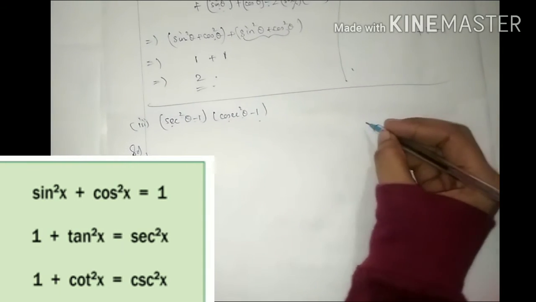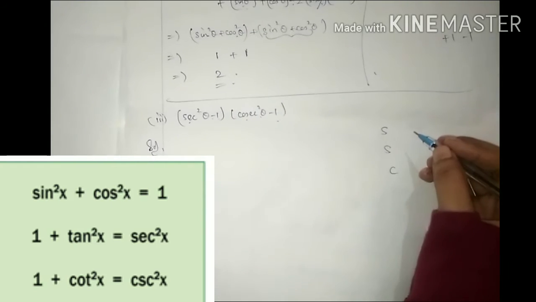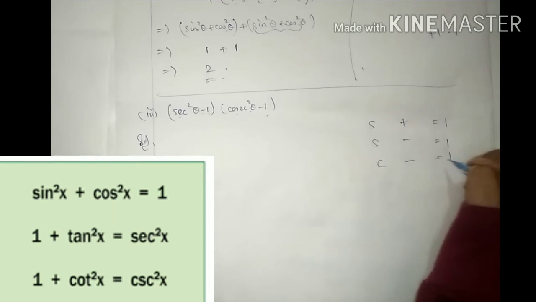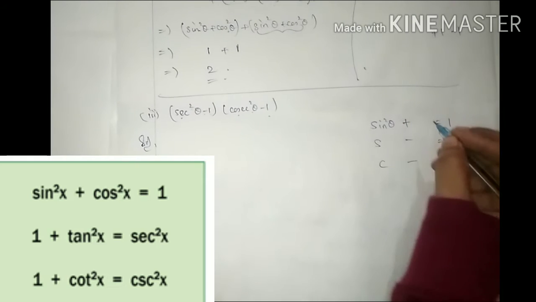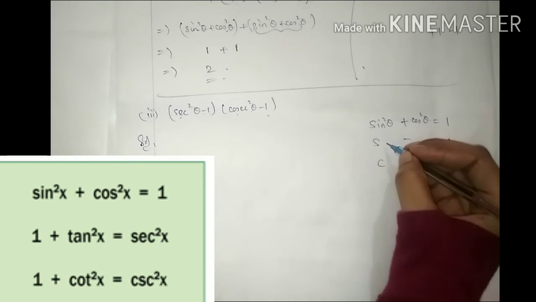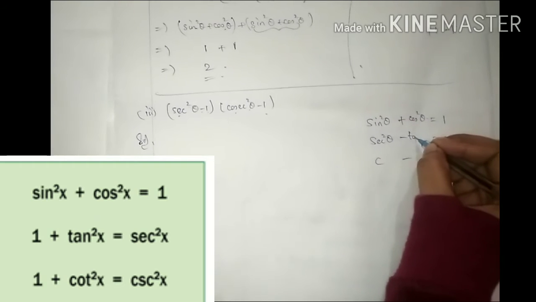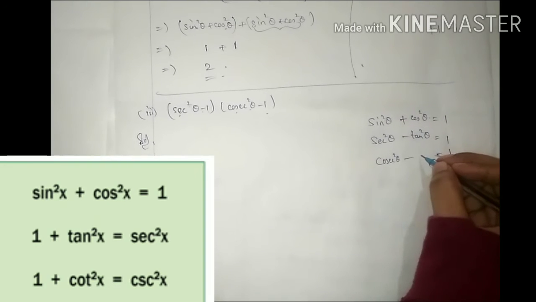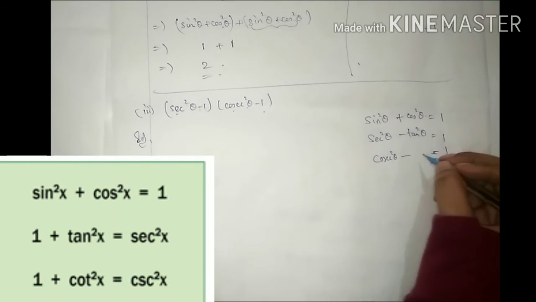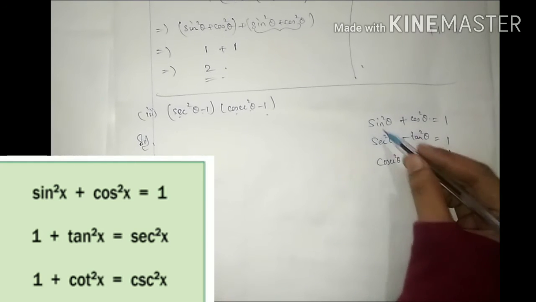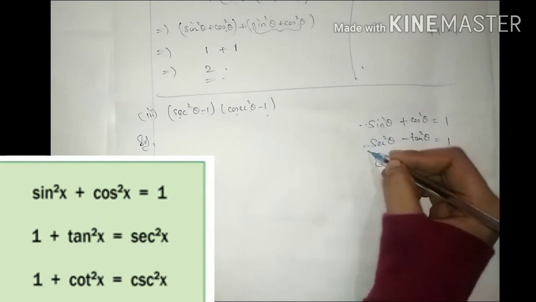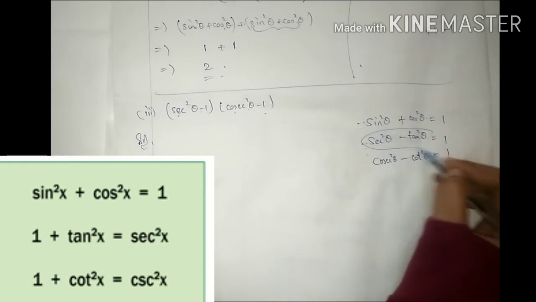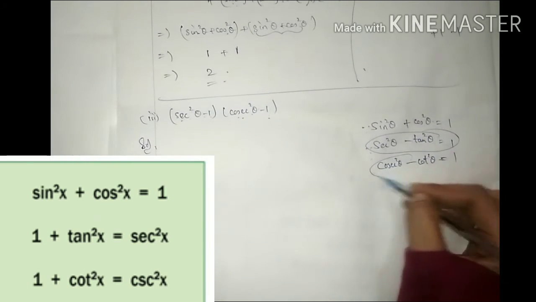What trigonometric identities do we have? S, S, C. Then plus, minus, minus. We have only 3 trigonometric identities in this. So sine square theta plus cos square theta. Okay, secant square theta minus tan square theta. Then cosecant square theta. Then what is remaining over here? Cot square theta. So SSC, with this simple trick you can remember these formulas. So here we have secant square theta minus 1, that means this one you have to use. Cosecant square theta minus 1, that means this one you have to use.